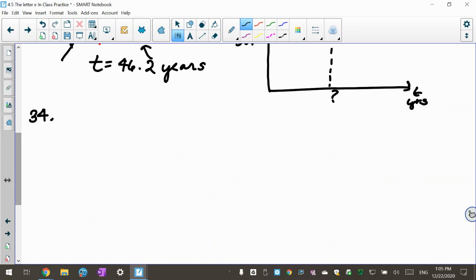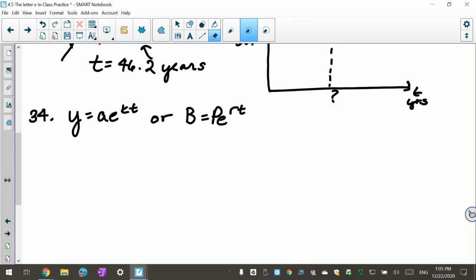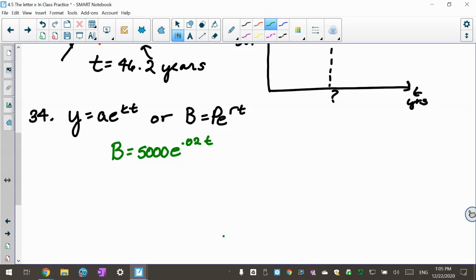So for 34, you can use y equals A e to the kt, or I did show you the balance equals the principal e to the rt. It's the same formula, just more of a money talk. Either one will work in this case, and I'll use green for money. If I plug in the money part, I'm going to use B. The balance is going to be 5,000 e to the 0.02, because it says continuously compounding.